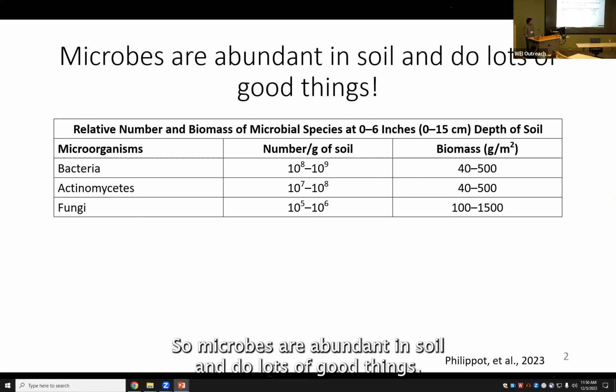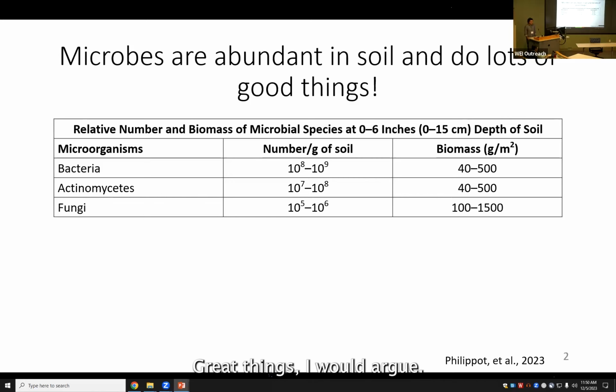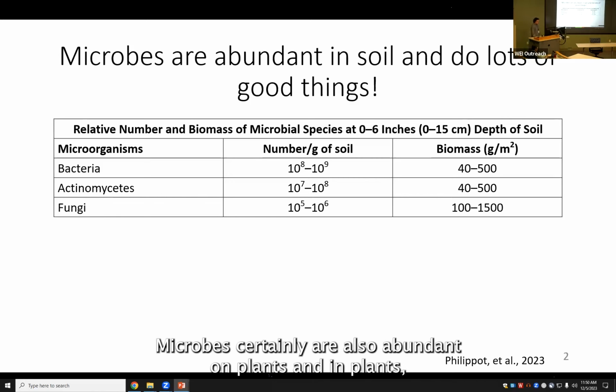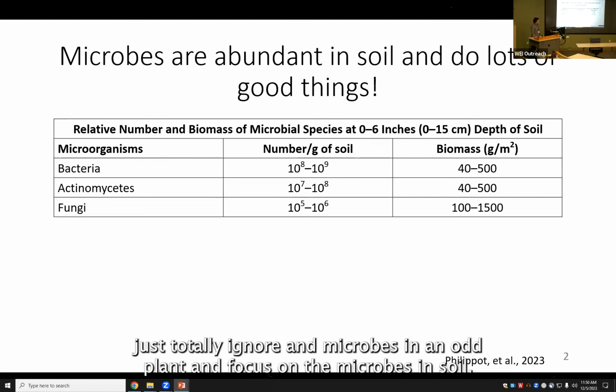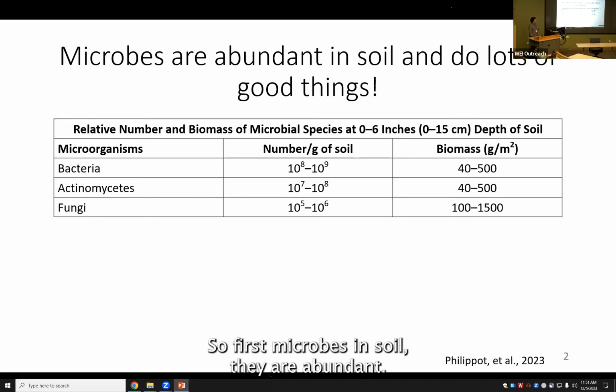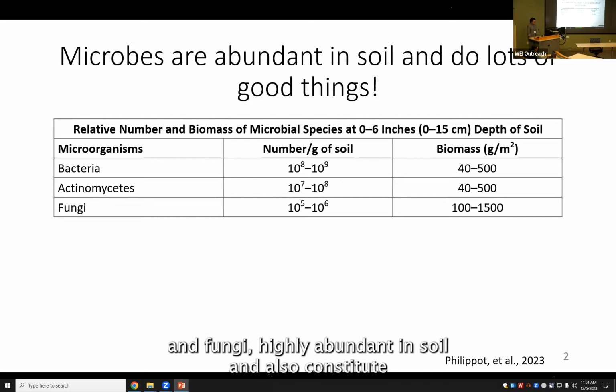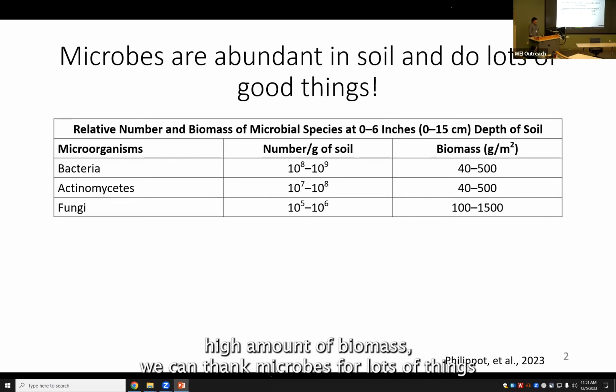So, microbes are abundant in soil and do lots of good things, great things, I will argue. Microbes certainly are also abundant on plants and in plants, but given it's World Soils Day today, happy World Soils Day to everybody, I'm going to just totally ignore the microbes in and on plants and focus on the microbes in soil. So first, microbes in soil, they are abundant. If you look there, between bacteria, actinomycetes, and fungi, highly abundant in soil and also constitute a high amount of biomass.